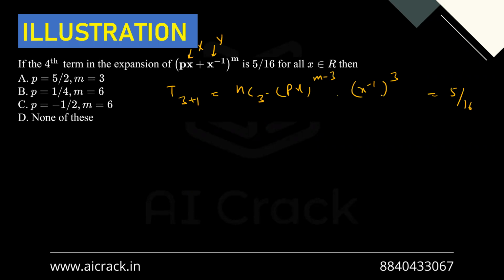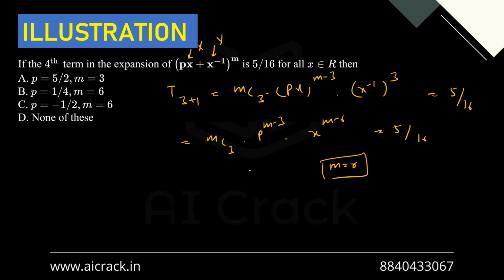That essentially means it doesn't have any kind of x component. So let's write it once again. This is not n, this is m. mC3 · p^(m-3) · x^(m-3), and minus 3 from here gives x^(m-6). Now we know that this term does not have any x term; this term is independent of x. That basically means the power of x should be 0, so m should be 6. That is our first part.